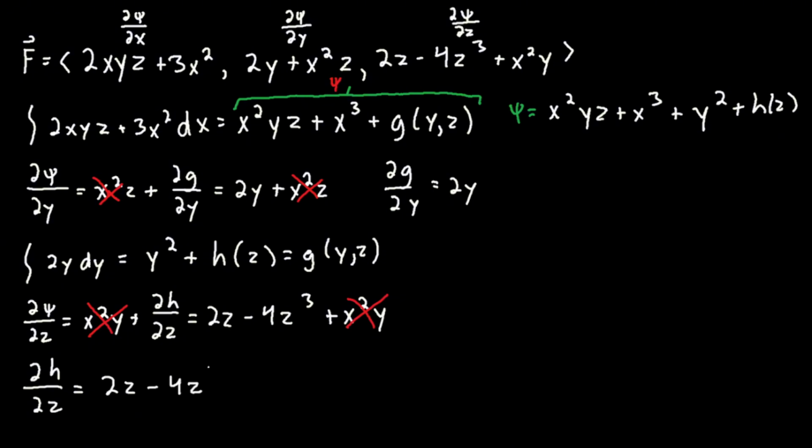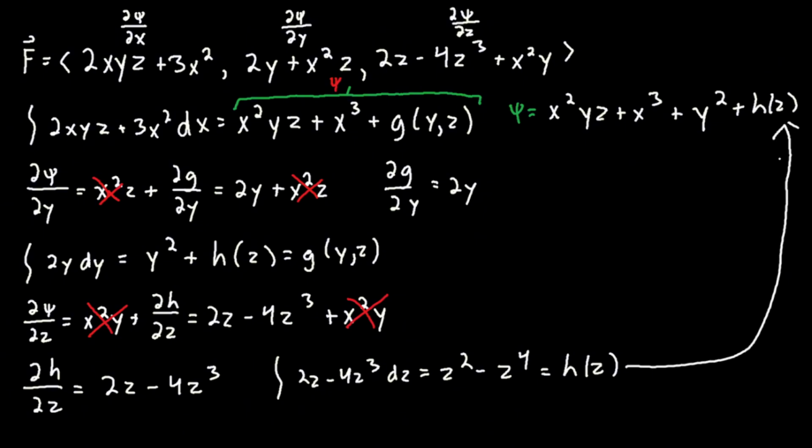You turn out to get, so z partial of h is 2z minus 4z cubed. And if you find the integral of this with respect to z, then you'd get z squared minus z to the power of 4. And this is equal to our h function. Because if you find the integral of some derivative of some function, you just get left off with the original function, h in this case. So since this is our h function, we can include this up here.